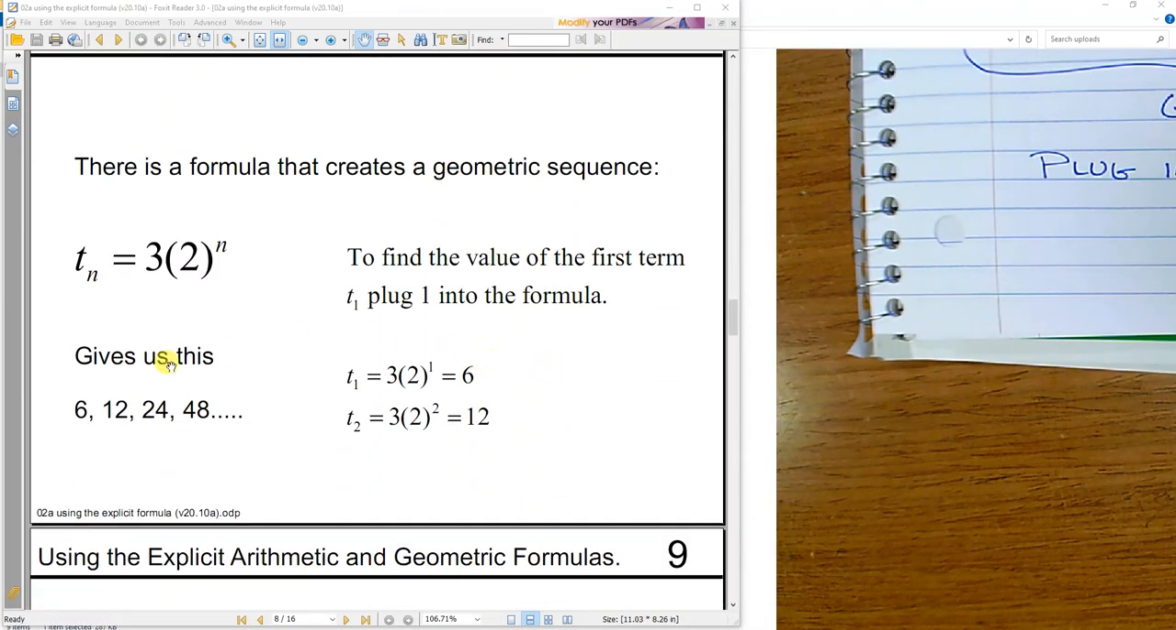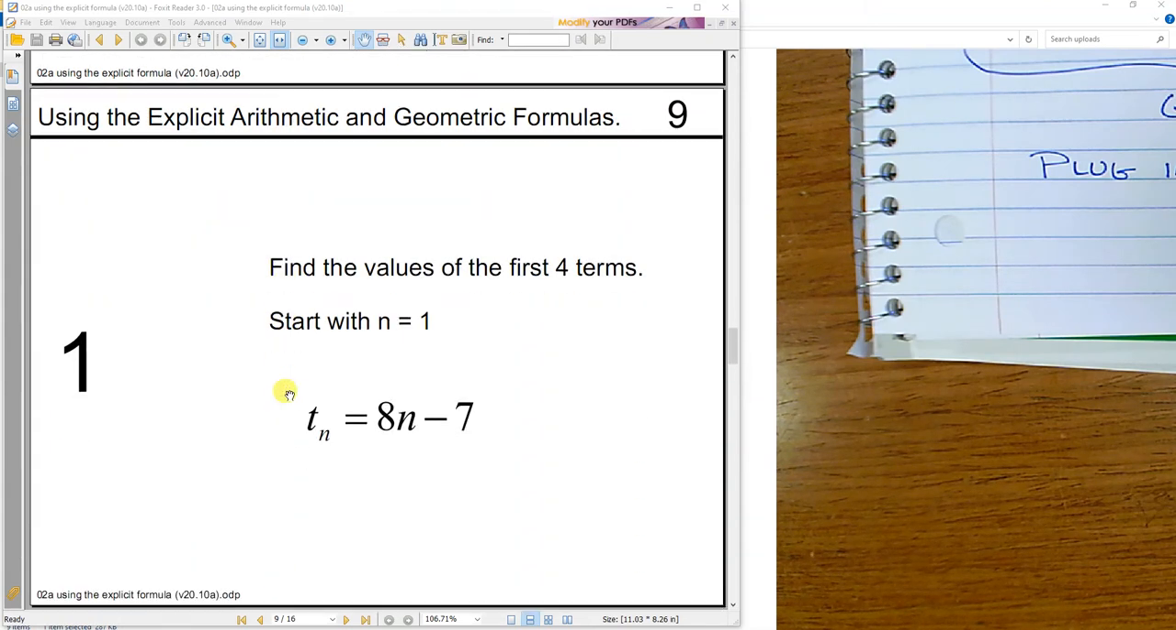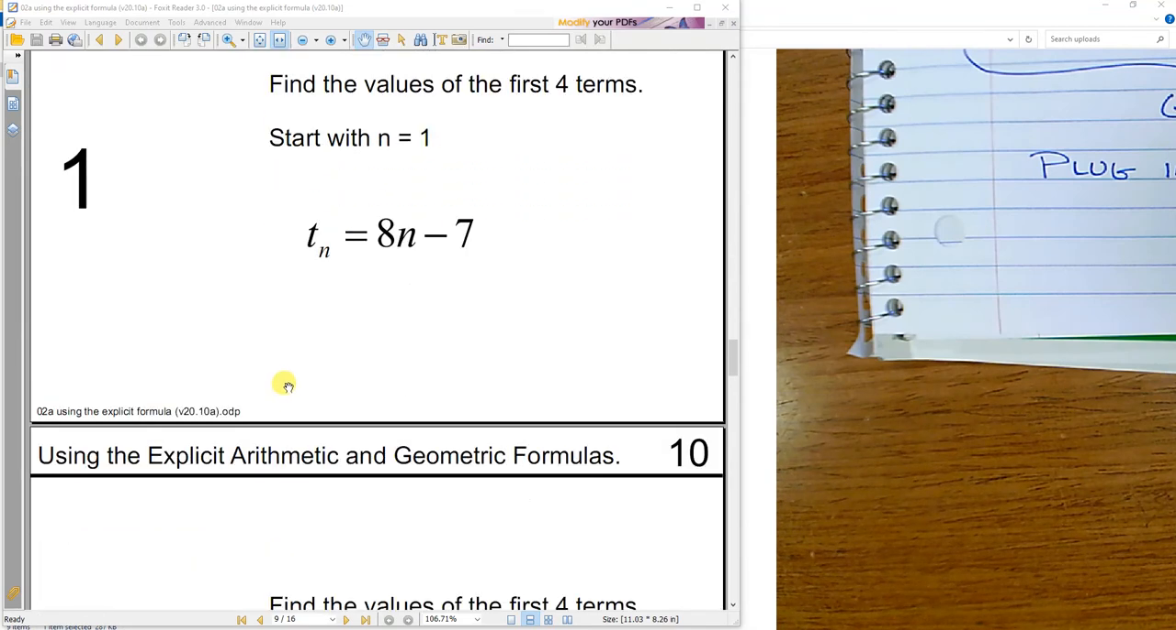I plug in 1, out comes the 6. I plug in 2, out comes the 12. I plug in 3, out comes the 24. Plug in 4, out comes the 48. All right, so what we're going to do is use this explicit function, and find the first 4 terms, and I'm starting with n equals 1.